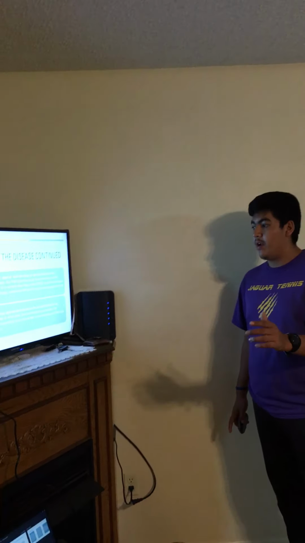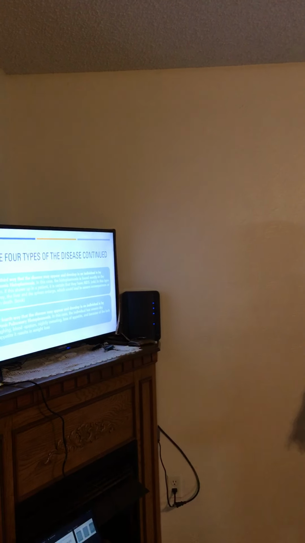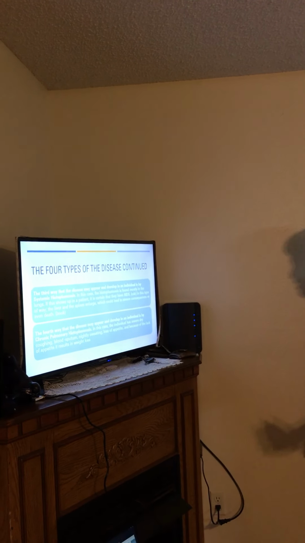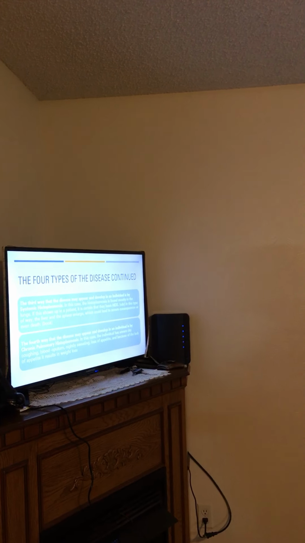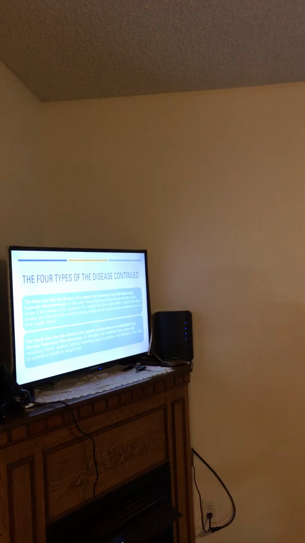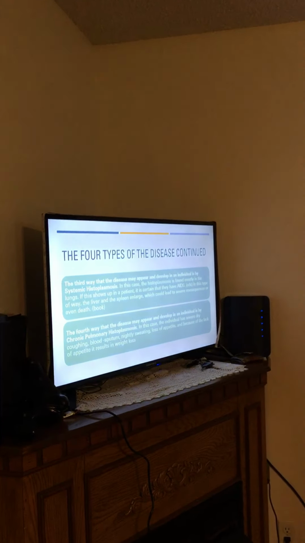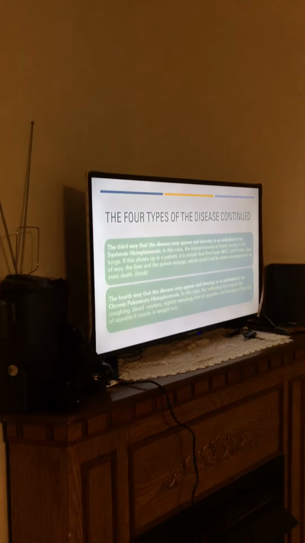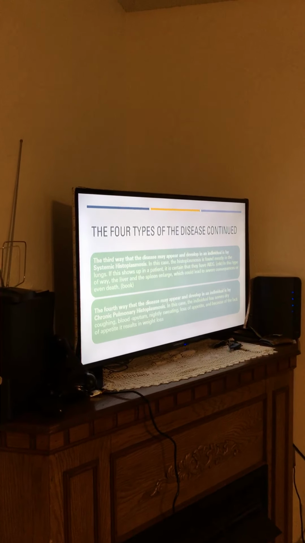The fourth way that the disease may appear and develop in the individual is by chronic pulmonary histoplasmosis. In this case, the individual has severe dry coughing, bloody sputum, nightly sweating, and loss of appetite, and because of the loss of appetite, it results in weight loss.